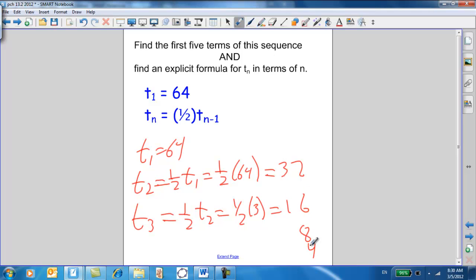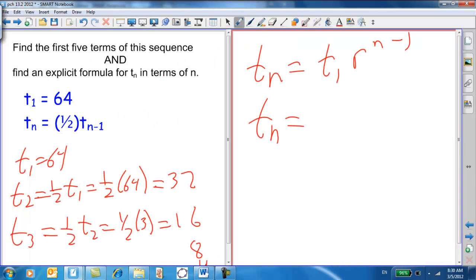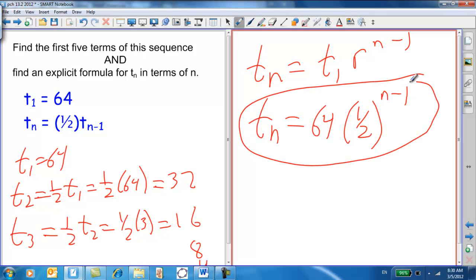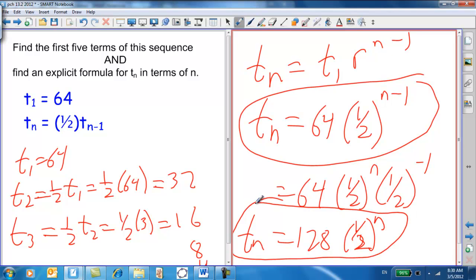And I think you can see we have a geometric sequence here. So t sub n equals t sub 1 times r to the n minus 1. And so explicitly we have, I believe our first term was 64. Our common ratio is a half to the n minus 1. This is fine. You could write it as 64 times a half to the n times a half to the negative 1, and then write it as 128 times a half to the n. So I'd accept that too. Okay?